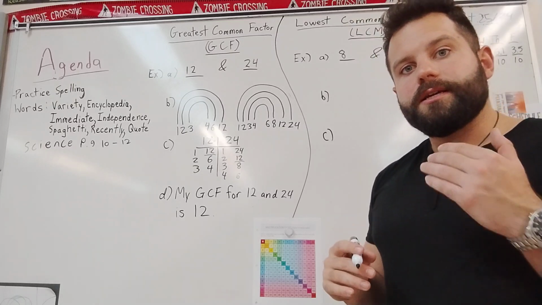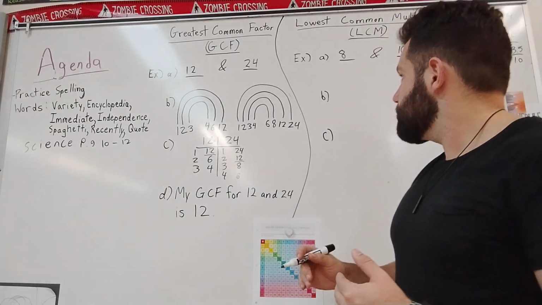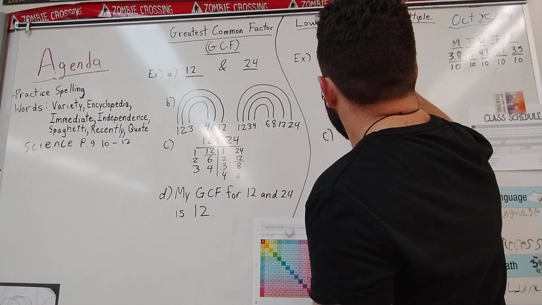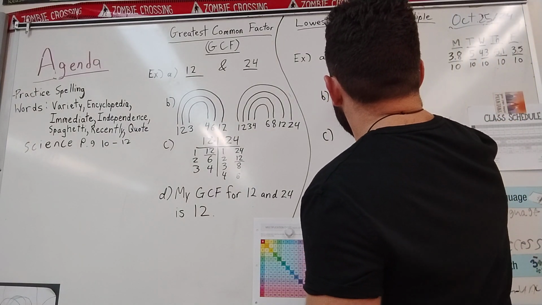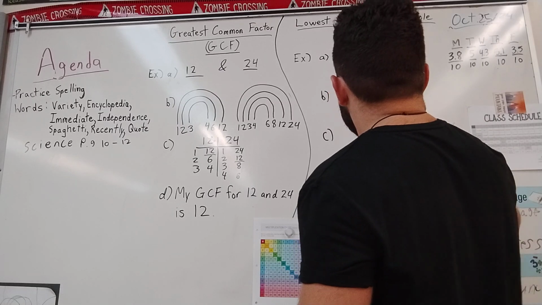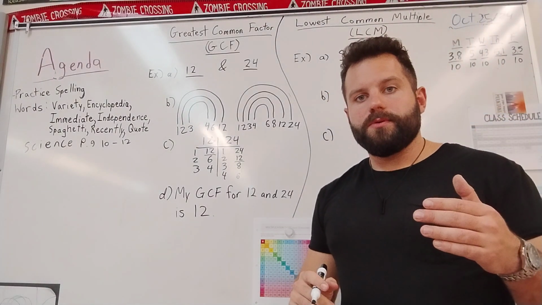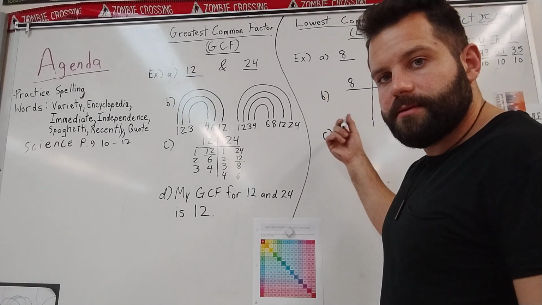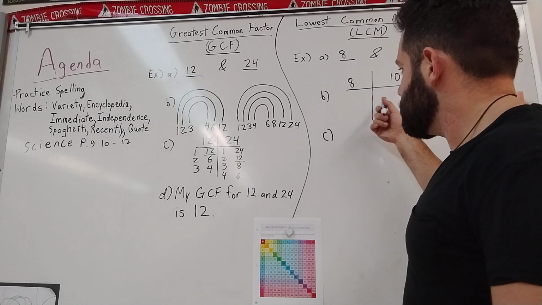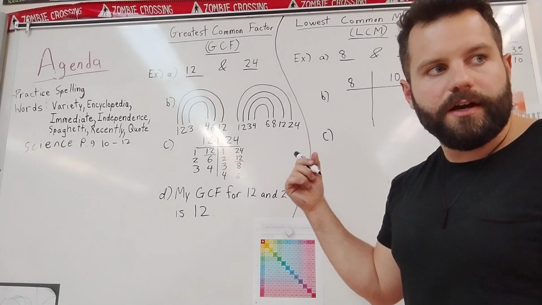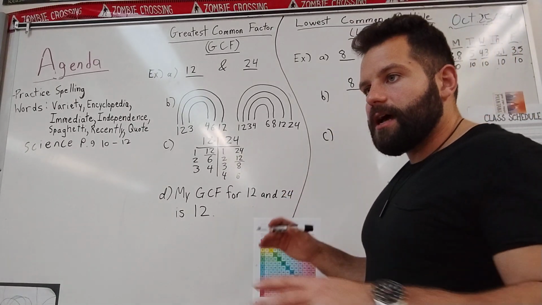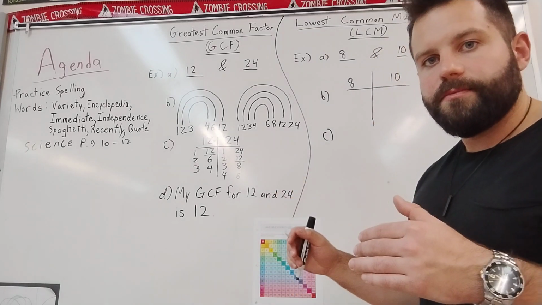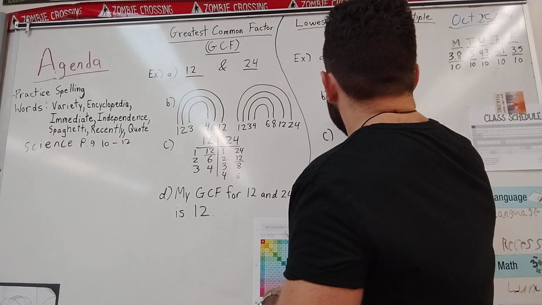My first step is creating a T-chart where I write all the multiples of the numbers that I'm working with. 8, 10, write my T-chart. And I start with the multiples of 8 times 1, 8 times 2, 8 times 3, 8 times 4, 8 times 5, and 10 times 1, 10 times 2, 10 times 3, 10 times 4, 10 times 5. And I'm going to stop when I see 2 numbers on both sides that are the same, because that will be my lowest common multiple.